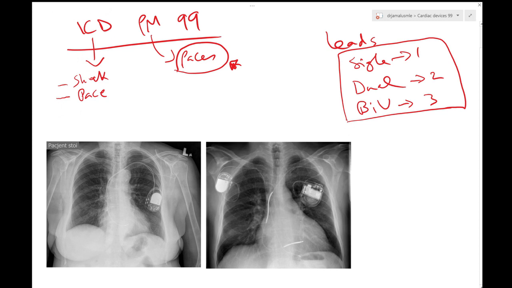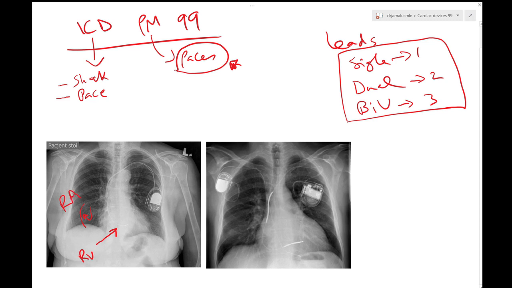The other thing that you have to know, by looking at the chest x-ray, is where the leads are located. So for example, this lead is going to the RV, right ventricle, while this other lead seems to be going into this position and hooking up to a wall. That wall is the RA, right atrium.